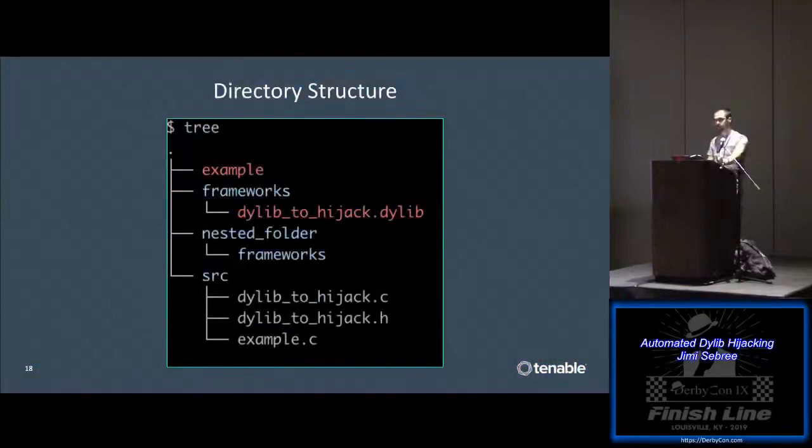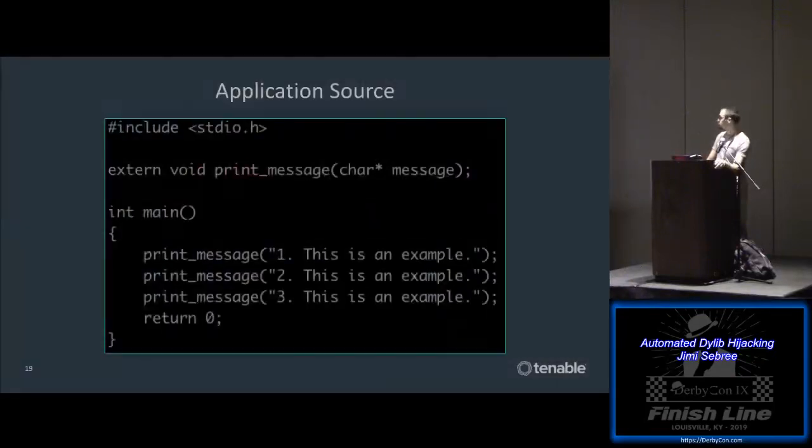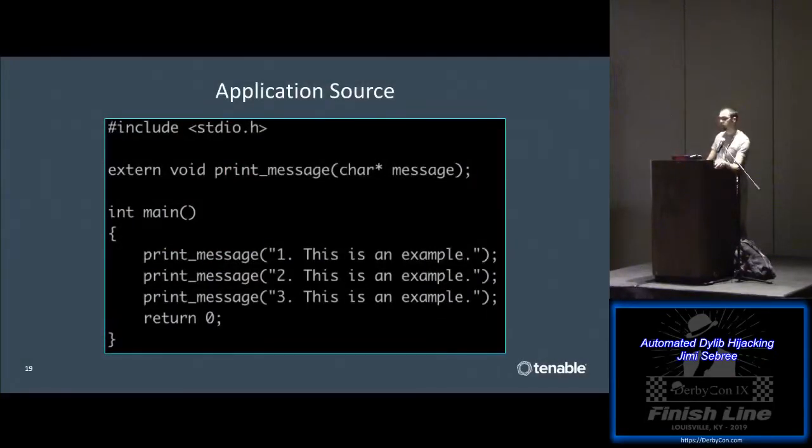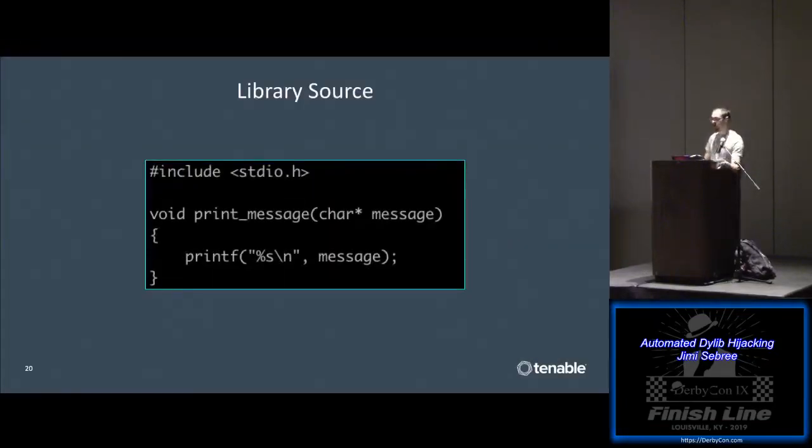An example application I wrote for this, just for clarity's sake, we've got tiny example, that's the binary that we're going to target. We've got dylib to hijack, and then we've got an empty nested folder /frameworks. The application's very simple. It has an external call to a print message function, and it calls it a few times. The library that we're going to hijack just defines this. It's just a wrapper for printf, just for simplicity.